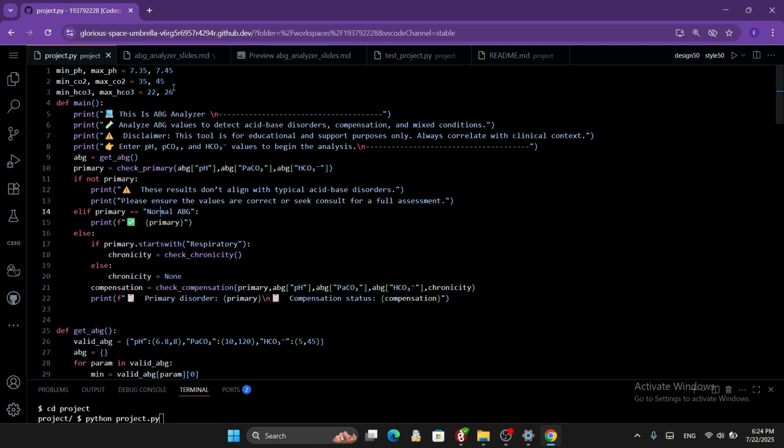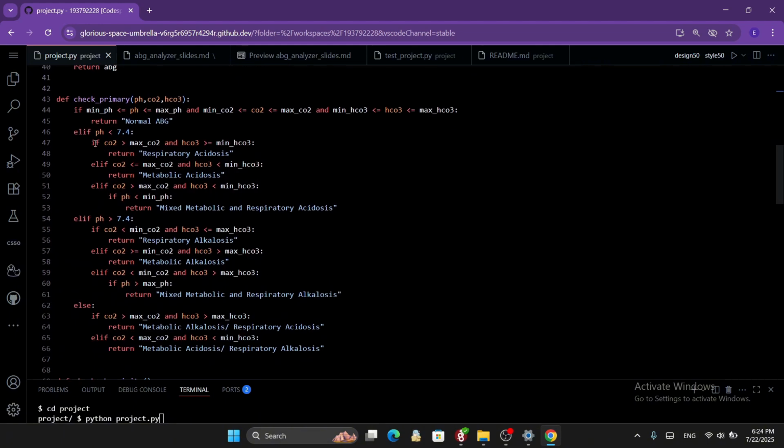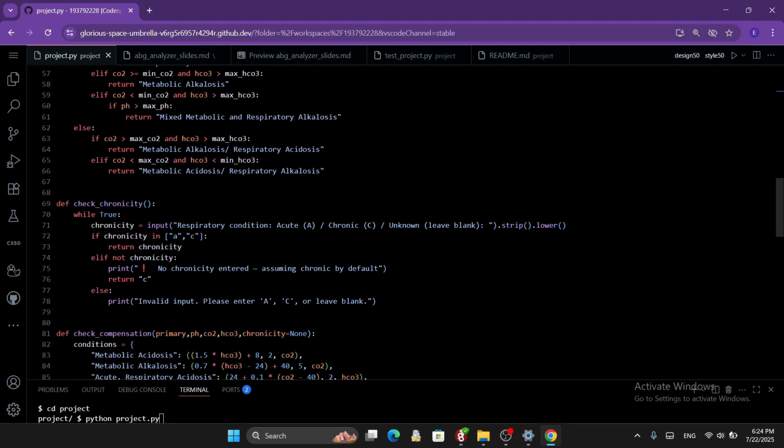These are normal ABG values, which I put at the top as global variables. This is my main function, which coordinates all other functions and prints the results at the end. This is my get ABG function, which collects ABG data from the user and makes sure it is valid and within physiological ranges. This is my check primary function, which detects the primary disorder based on ABG values.